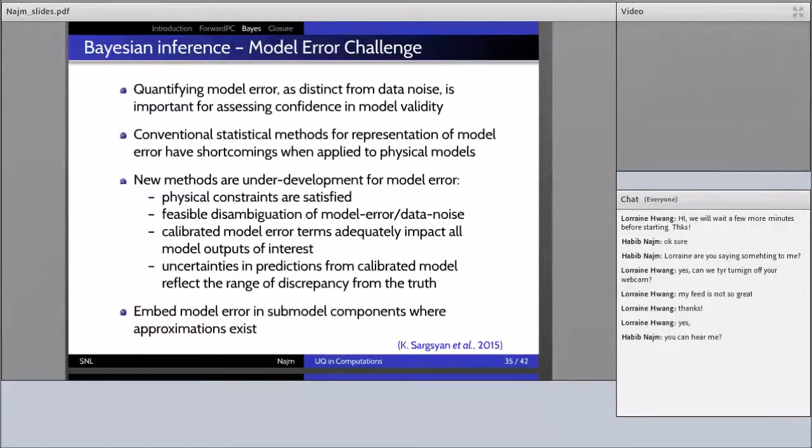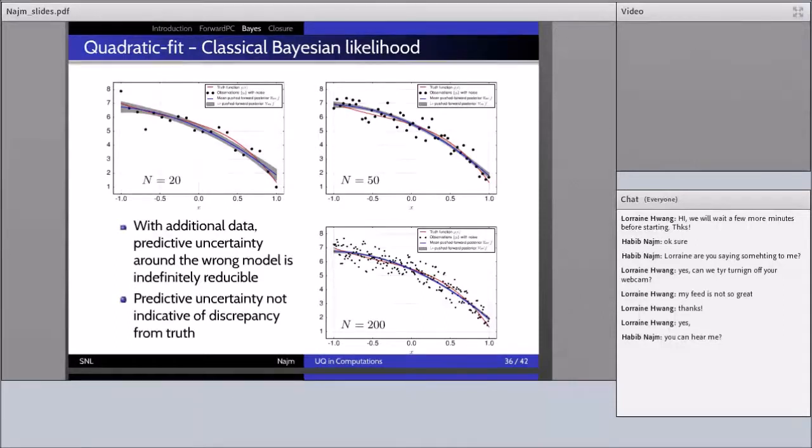Another important challenge that I will go over very quickly is model error. What if the discrepancy between the model and the data is not only due to noise, but because the model is wrong? There have been new methods under development here, and I'll talk very briefly about them. I will show some results from our work where we embed model error in submodel components where we know we've made approximations.